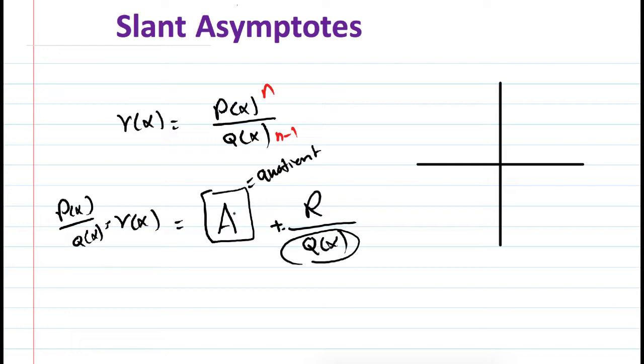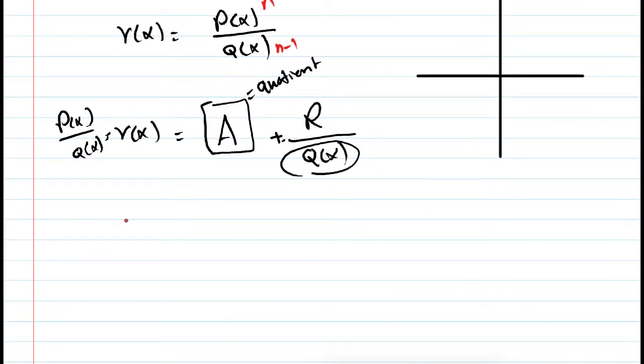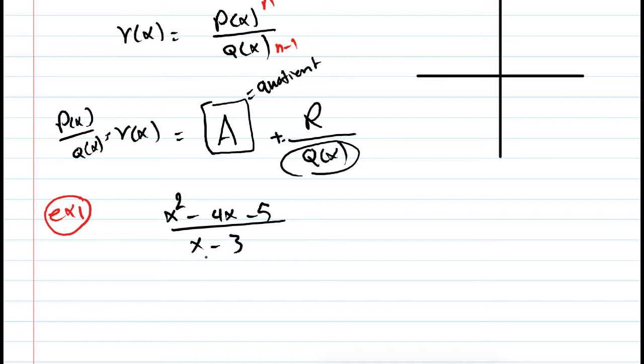Let me give you an example. Example 1. Suppose I have x to the 2 minus 4x minus 5 over x minus 3. As you can see, we have a rational function. The degree of the numerator is 1 more than the degree of the denominator, so yes, we do have a slant asymptote. And we find the slant asymptote if we find the quotient of this division.